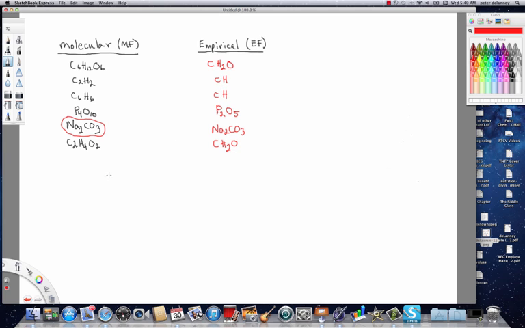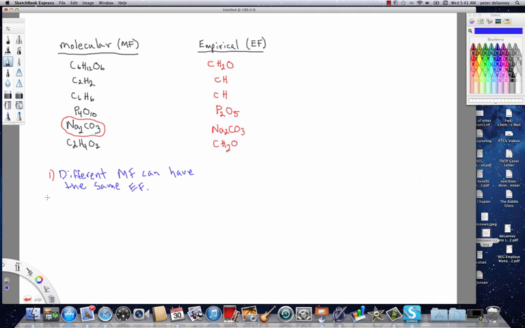So there's a couple of take-home messages here that we need to establish. All right, the first is that different molecular formulas can have the same empirical formula as their base formula.